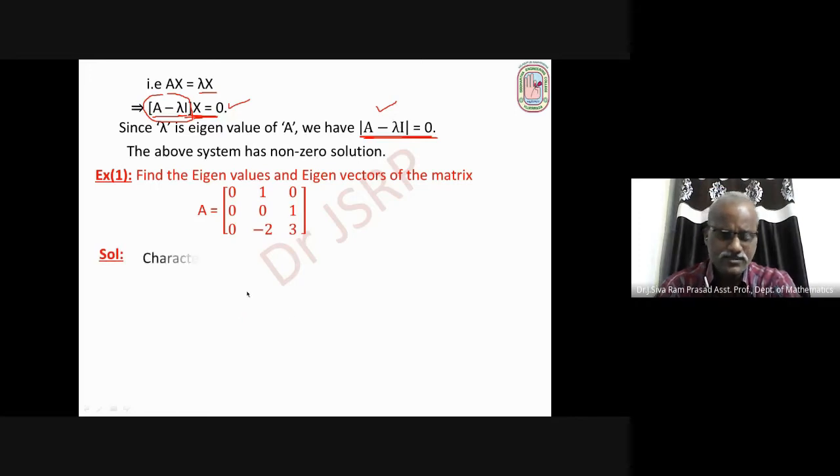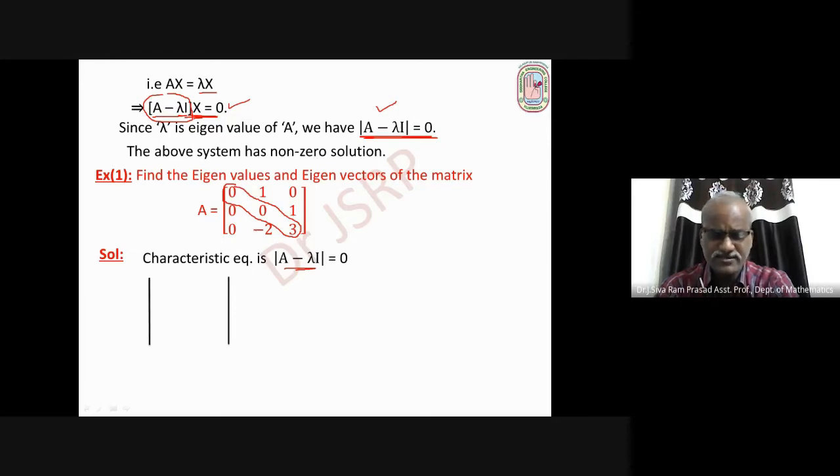Let's consider an example. Find the eigenvalues and eigenvectors of the matrix A, with first row 0, 1, 0, second row 0, 0, 1, third row 0, minus 2, 3. First write the characteristic equation |A minus lambda I| equals 0. How do you write this A minus lambda I? Just subtract lambda from the principal diagonal elements. So the principal diagonal elements are these elements. Just subtract lambda from these elements and the other elements remain the same.